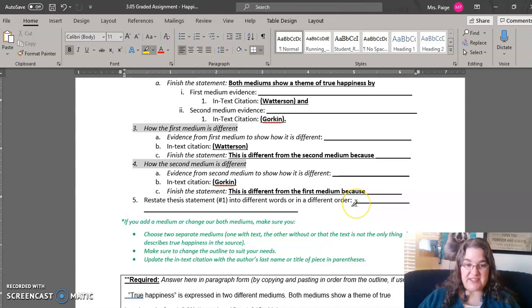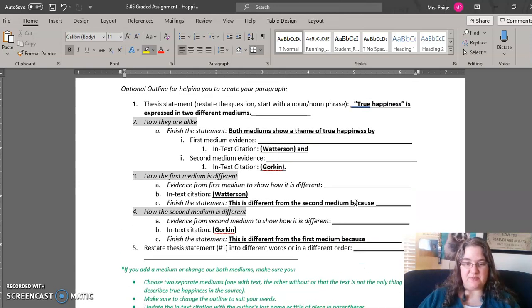And then you're going to restate the thesis statement. One of the easiest ways to do this is to put it either into different words or in a different order. So we look at true happiness as expressed in two different mediums. Well, true happiness is the first noun phrase that we discuss. Why don't we change it up and talk about the two different mediums first and true happiness afterwards? That would work. Or you can say these two sources are different in how they express true happiness. However it is you want to flip it around or rearrange it, put it in a different order to say what this was about. You can also summarize what was important about what you just said.